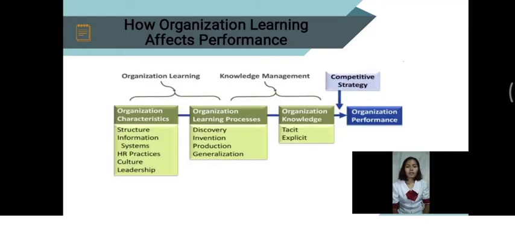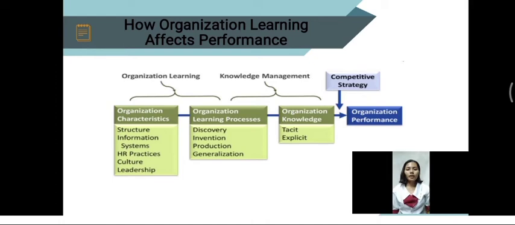The framework shows that specific organization characteristics, such as structure and human resource systems, influence how organizational learning is carried out. The learning process affects the amount and kind of knowledge being used in the organization. The knowledge itself creates a big impact on actual performance and output, such as product quality and customer service. Organization knowledge and performance depend on the organization's competitive strategy. The organization knowledge will lead to high performance when the strategy is applied appropriately.